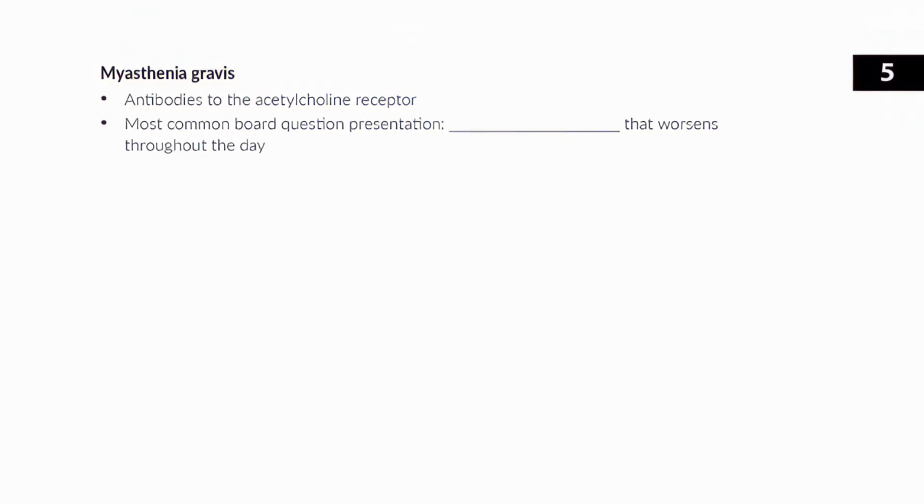Now on tests, you'll often see a question that describes a patient with worsening ptosis and diplopia that worsens throughout the day. Now you can diagnose this with that Tensilon test, that edrophonium test, which we went over. Again, that's just the brand name for edrophonium. Now this test can be very dramatic. If you ever get a chance to see it, it's really, really cool.